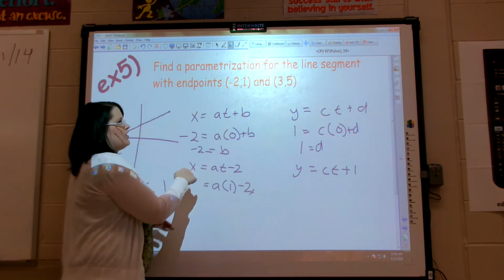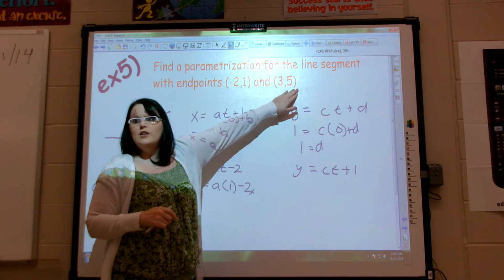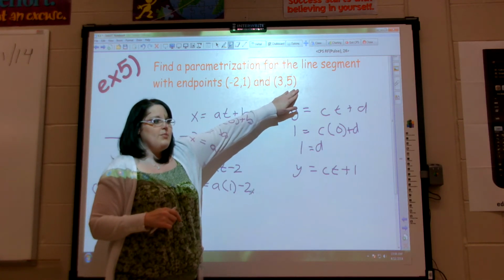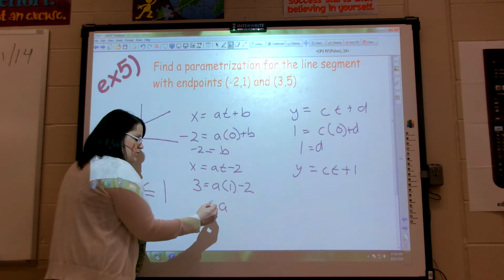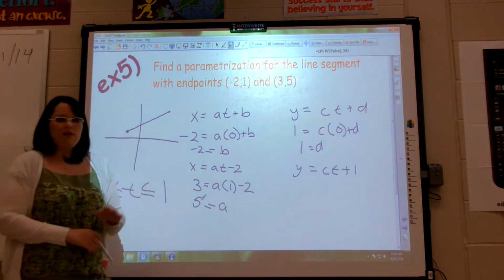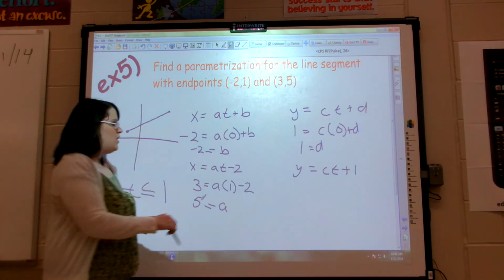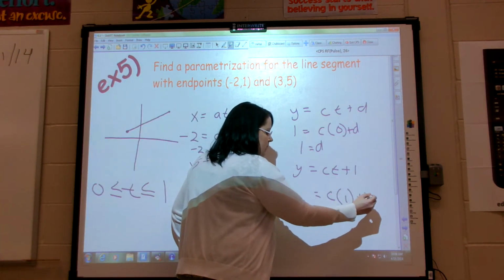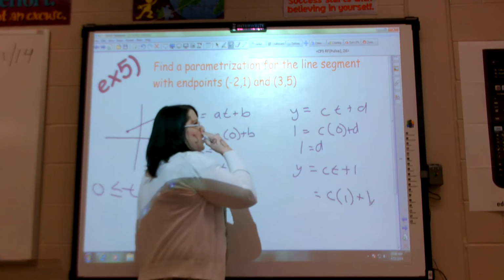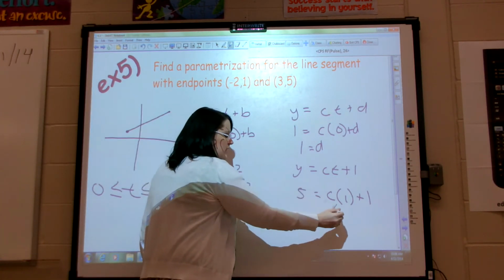what is your x? Well, this is where you're stopping, right? So what is your x at the stop? 3. And doesn't it say a equals 5? Right? A minus 2 at opposite. Over here, when t is 1, what's your stopping y? 5. So that says c is 4.